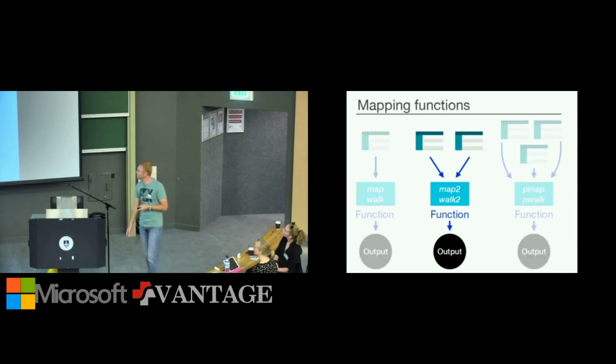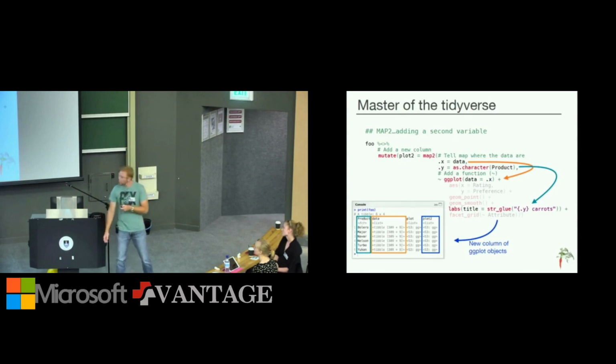So where do I want to improve this? Well, let's say you want to use map2. In map2, you've got two data inputs. So this time, I've got foo, the nested data set. I want to mutate a new column called plot2. I'm going to use the map2 function. I give it two data sources, .x, which is the original data over here. But I'm also going to take the character, the product names, which is this column over here, and I'm going to put it into the ggplot.